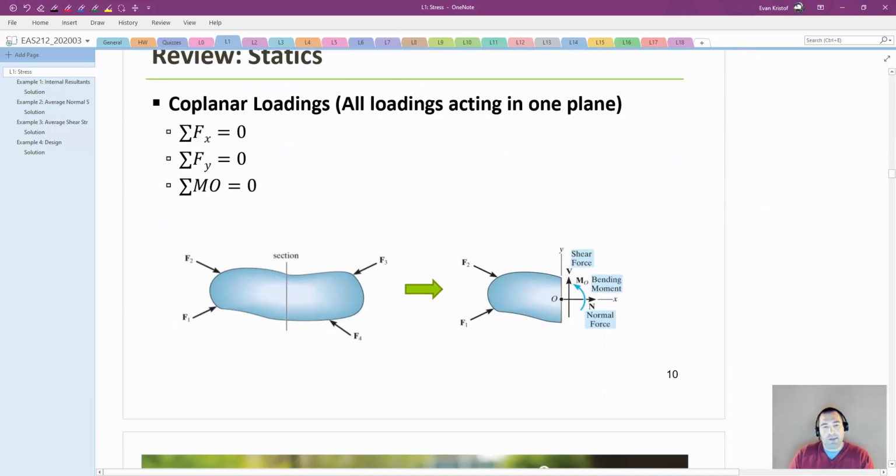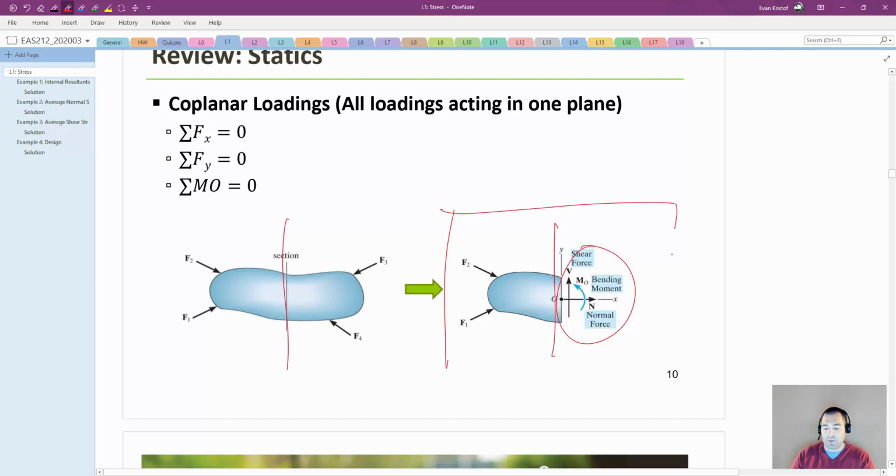Now in 2D, life's a little bit easier. Similar kind of diagram. We've got a body. We make a section cut where we want to figure out what the forces and moments are being carried by the member. We make that section cut. We show the possible internal resultants, N, M, and V. No torsional moment here in a 2D system.